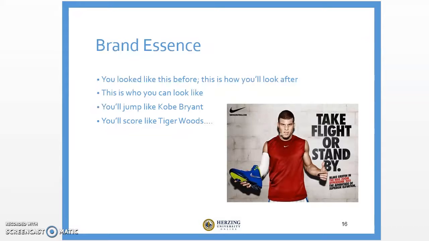Another example would be, you looked like this before, this is how you'll look afterwards, this is who you can look like. You'll jump like Kobe Bryant if you buy these shoes, or you'll score like Tiger Woods if you buy these clubs. Using a professional athlete like that to sell some sort of product gives that sense to the target audience that if I use this product, potentially I could be better. I could be as good as Blake Griffin or Tiger Woods.